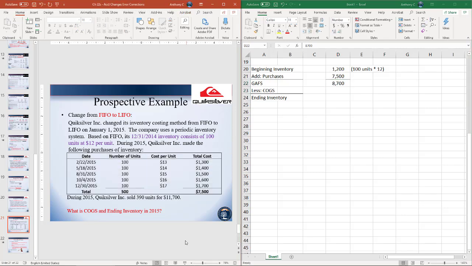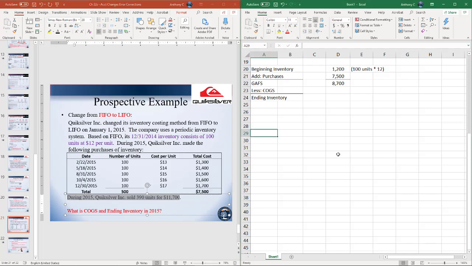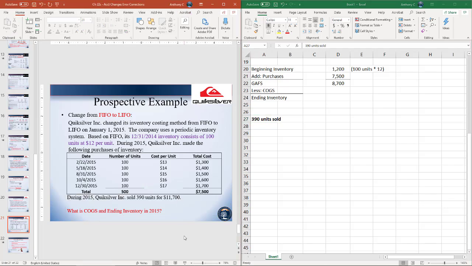All right, so since we're switching to LIFO here, under LIFO, it's last in, first out. So we're just going to apply LIFO to determine cost of goods sold here. So in this example, we sold 390 units. So we just need to determine, of our goods available for sale, which of the 390 units of these is considered to be sold or assumed to be sold.